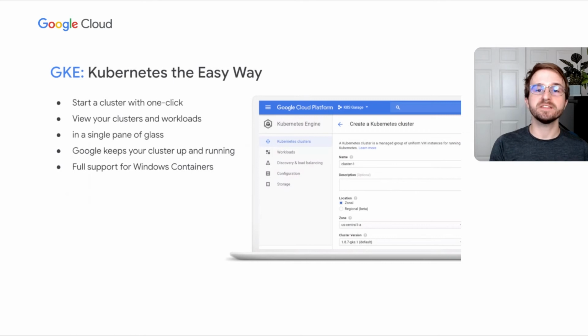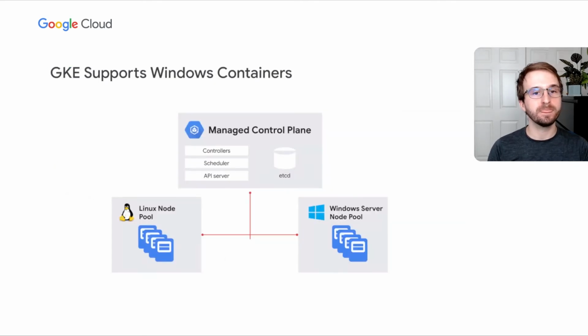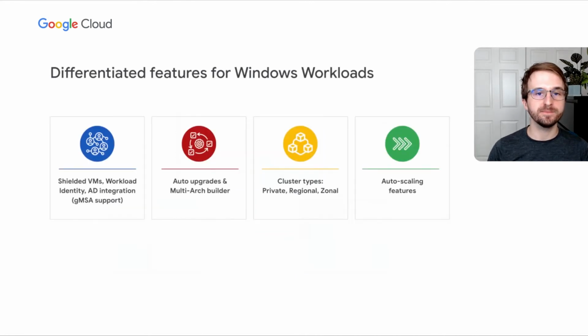Now, just like with Linux containers, Windows containers come with a question, which is how do you orchestrate your containerized workloads? One answer is Kubernetes. And an easy way to run Kubernetes in Google Cloud is via GKE, or Google Kubernetes Engine, which is a fully managed Kubernetes offering from Google. GKE fully supports Windows containers, and they're a first-class citizen. You can run your Windows and Linux workloads side by side and get a consistent experience.